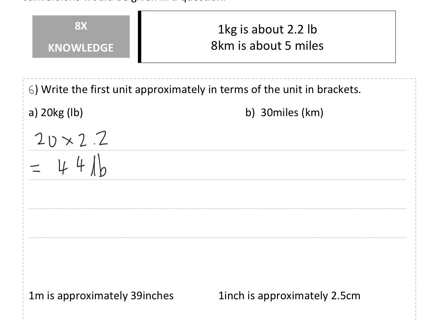30 miles into kilometers. Well, we know that 5 miles is 8 kilometers, so it would be good to see how many times 5 goes into 30. 30 divided by 5 gives you 6. And then each of those 5 miles is worth 8 kilometers, so if you've got 6 of those, that would be 6 eighths. So 6 eighths is 48 kilometers.